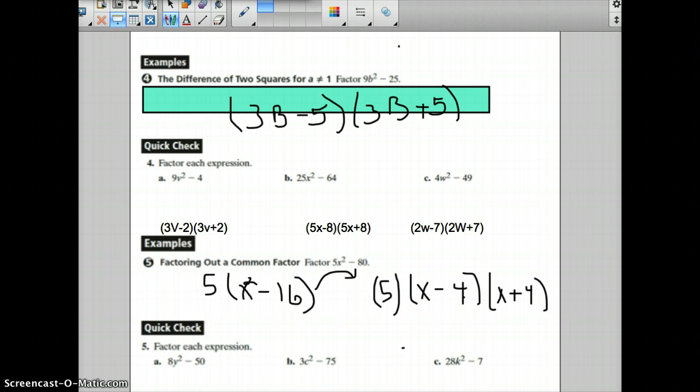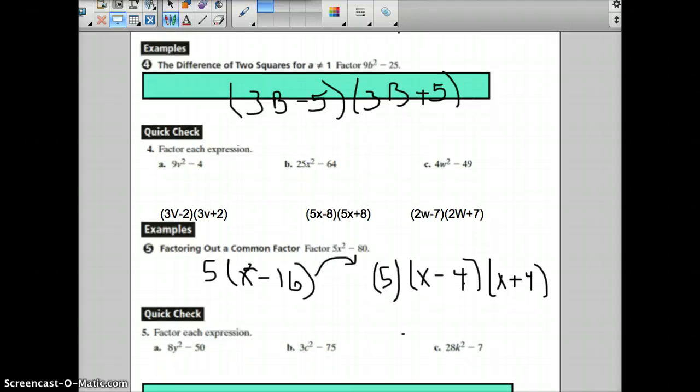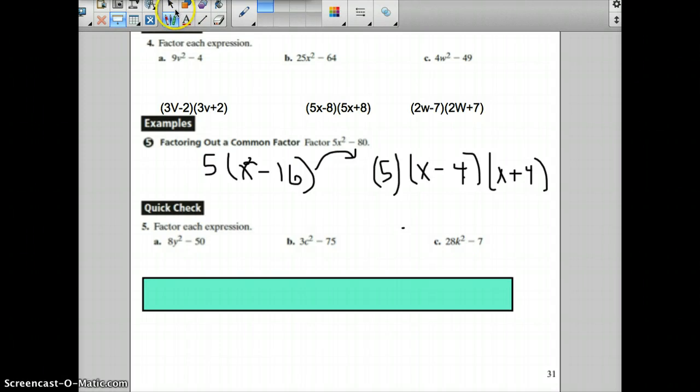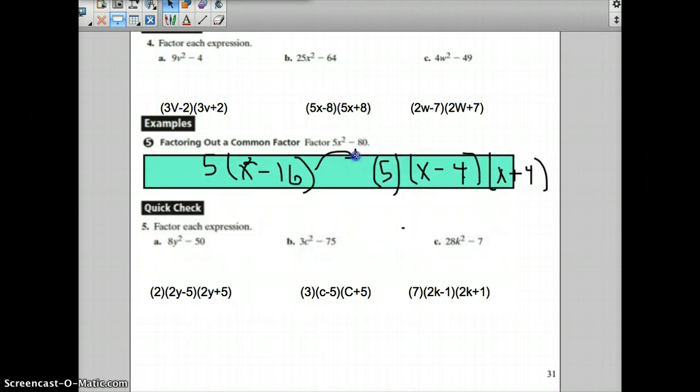Go ahead and try factoring the next 3 problems. Don't forget to look for a greatest common factor before you do so. Here we factored out a 2, and we're left with 2y minus 5 times 2y plus 5. In B, we factored out a 3, and we're left with c minus 5 times c plus 5. And in C, we factored out a 7 to be left with 7 times 2k minus 1 times 2k plus 1. That was just a quick review of some special cases.